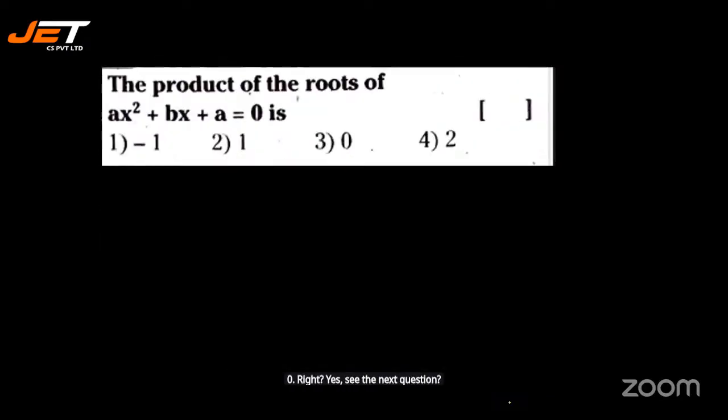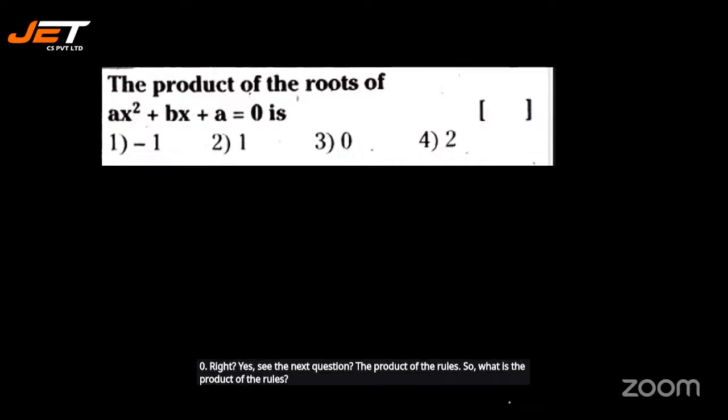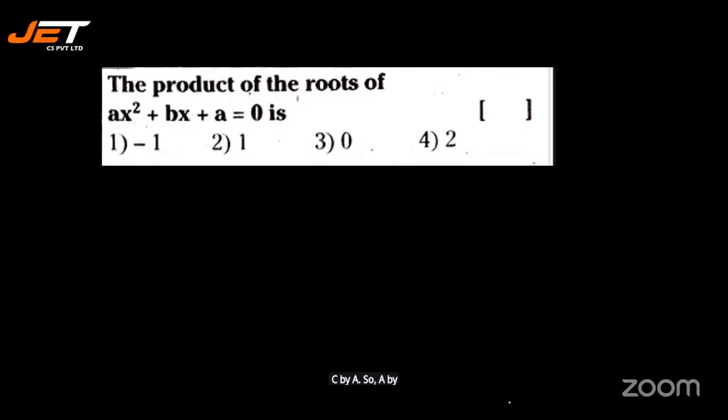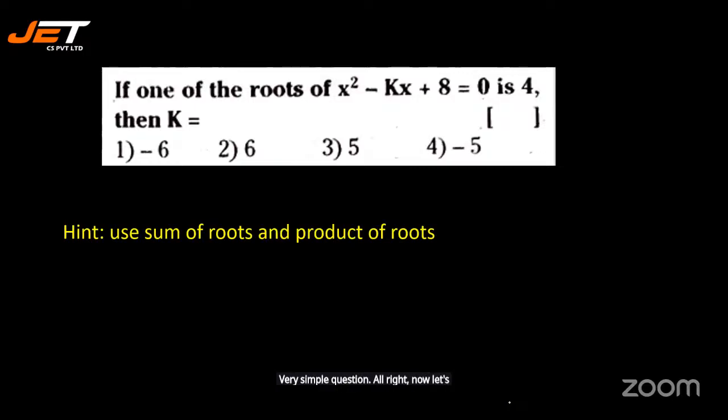Yes. See the next question. The product of the roots. So what is the product of the roots? C by A. So A by A. What is A by A? It is 1. So this doesn't require even a second, isn't it? Very simple question. All right. Now let's move on to the next question.